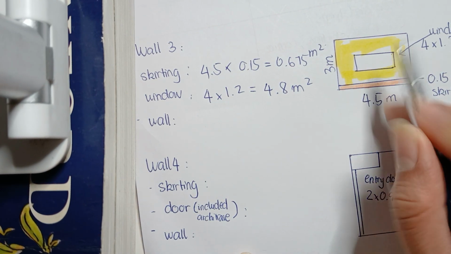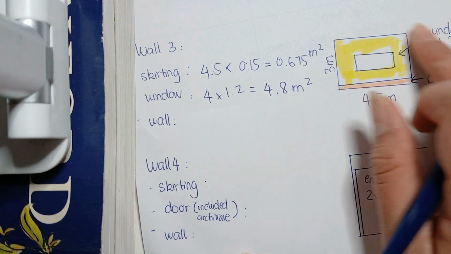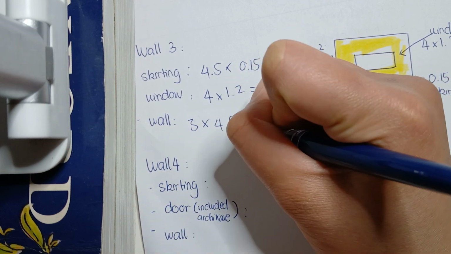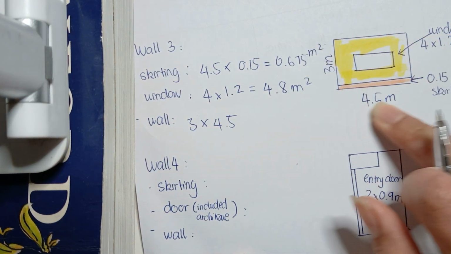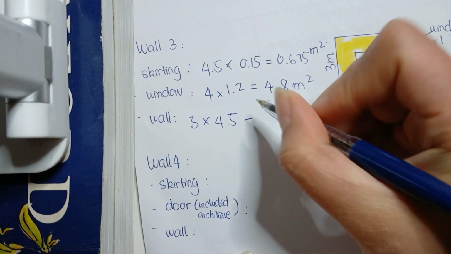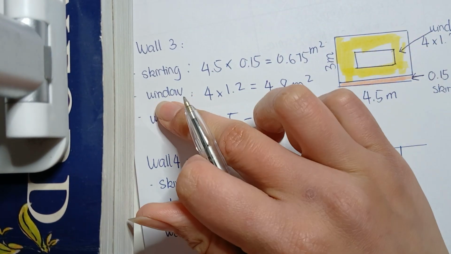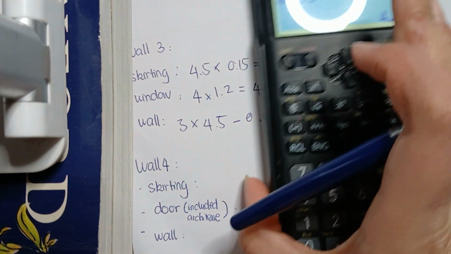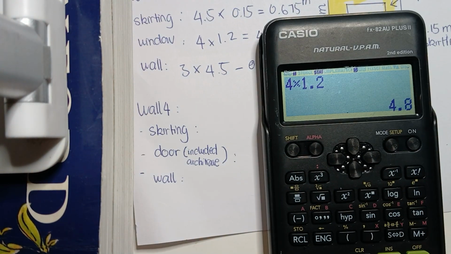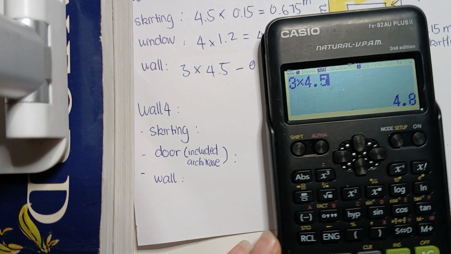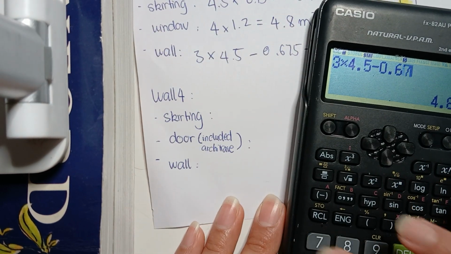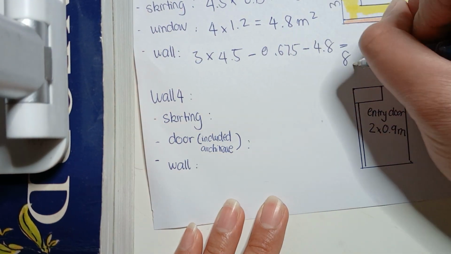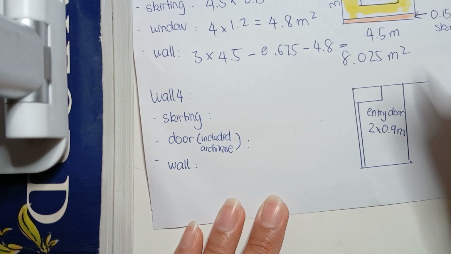And the wall area would be the whole thing, take away the window and take away the orange part. I need the yellow part here. Do you see the wall is a yellow part? I'm gonna get 3 multiplied with 4.5 as the area of the whole rectangle wall. Take away the skirting, which is 0.675, and take away the window, 4.8. So 3 multiplied with 4.5, take away 0.675, take away 4.8, equals 8.025 meter square. We're done with wall 3.